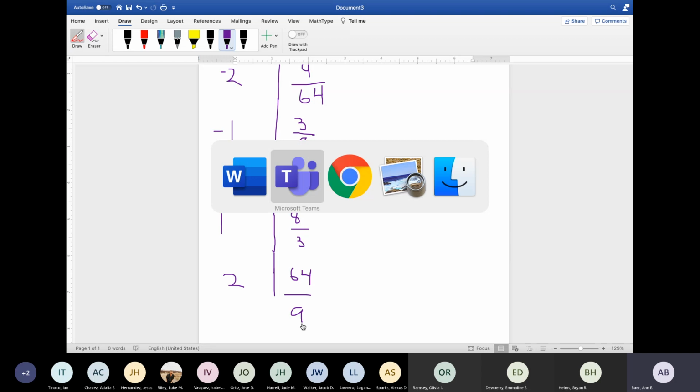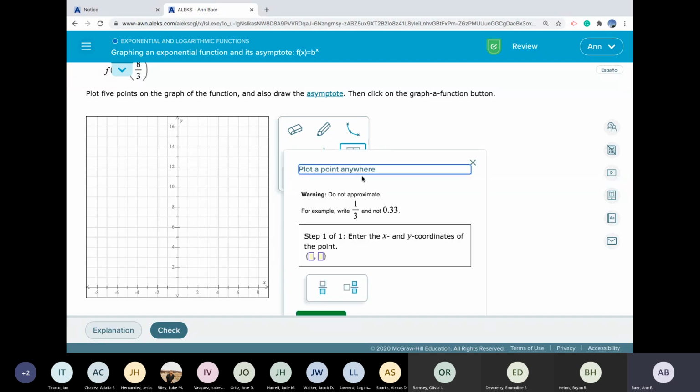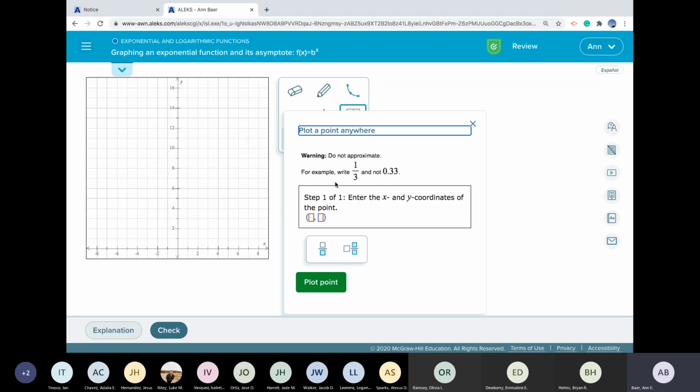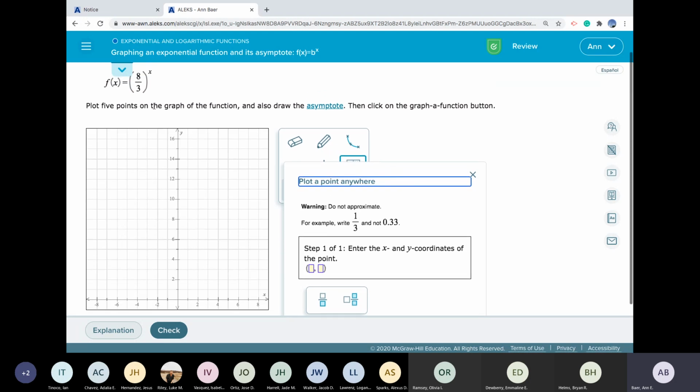So let's go back into ALEKS. I have to think about where I am every step of the way. We want to click on this tool right here, the plot a point anywhere tool. Warning, do not approximate. For example, write 1/3 and not 0.33. They want us to put everything in exactly, and they want us to plot 5 points on the graph.